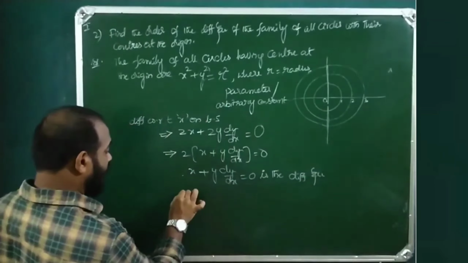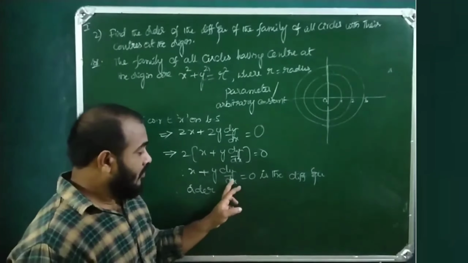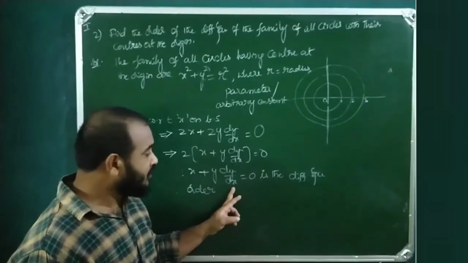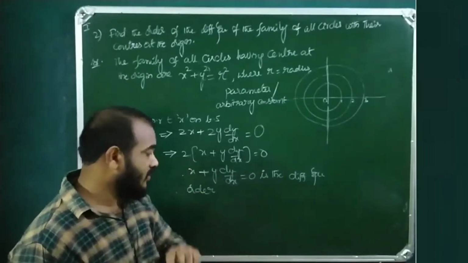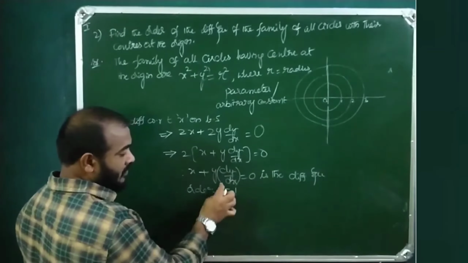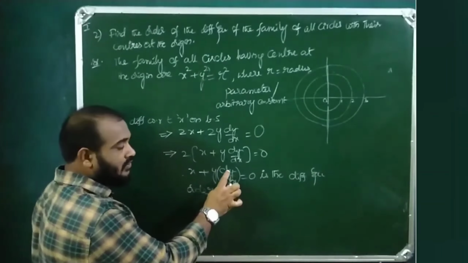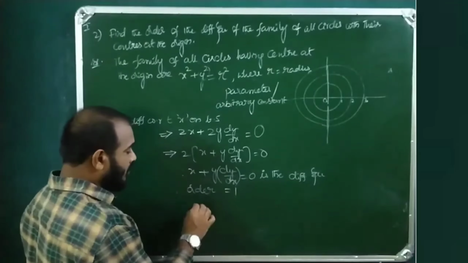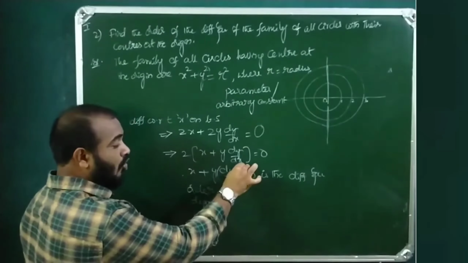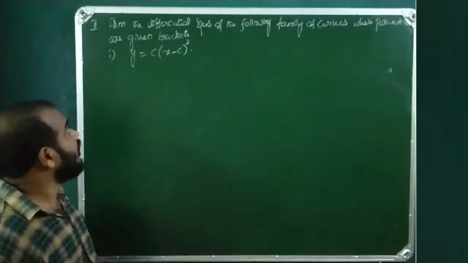Therefore, what is the order? Here, dy by dx is the first order derivative, by differentiating y with respect to x once. So order is equal to 1. Since this is the highest derivative, which is the first order derivative, and degree is the exponent or the power of this order, degree is equal to 1.